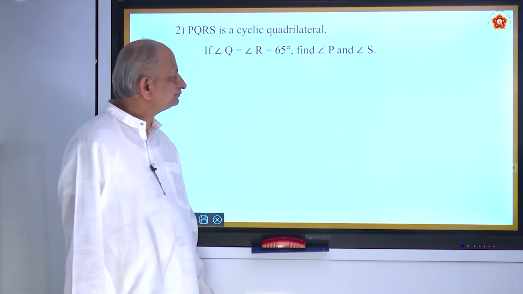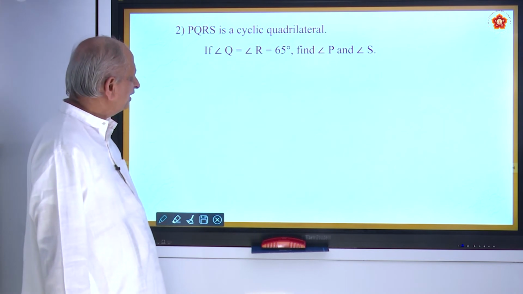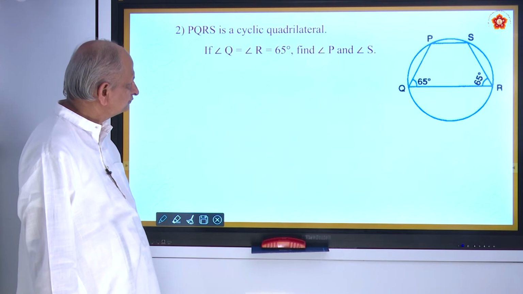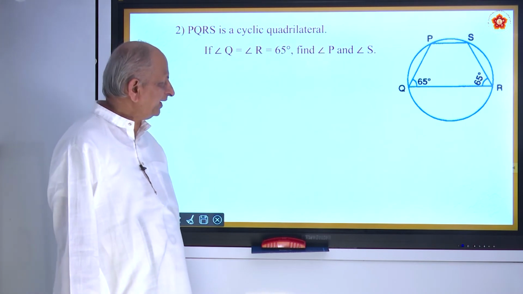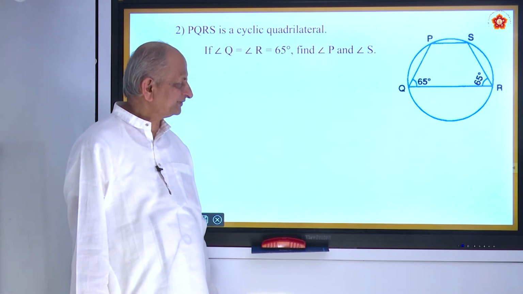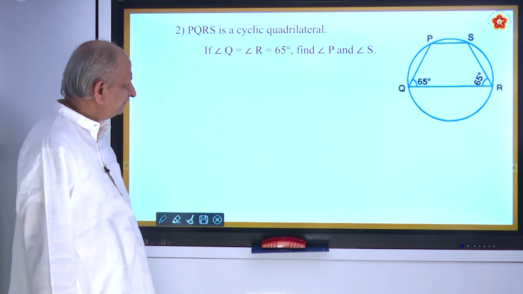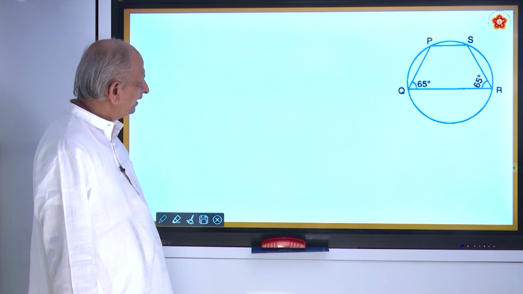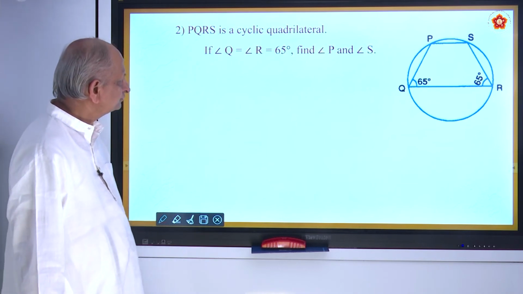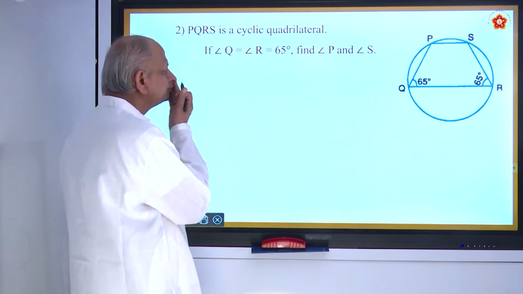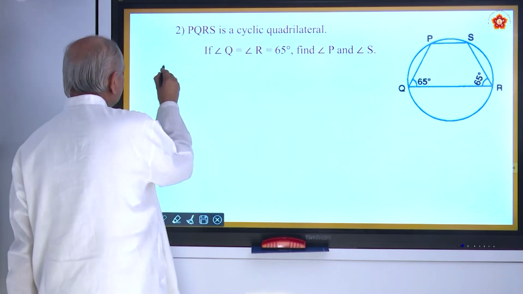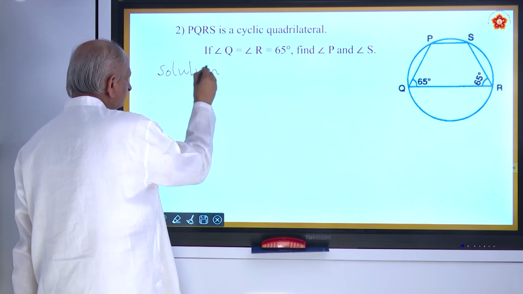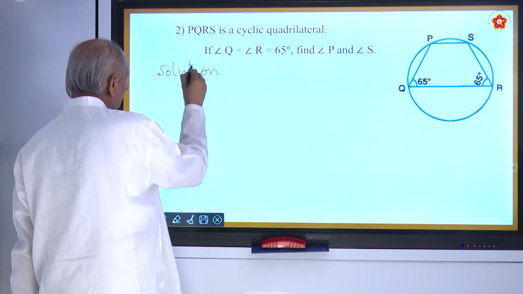Second question. PQRS is a cyclic quadrilateral, angle Q is equal to angle R is equal to 65. Find angle P and S. So direct question. You can use the theorem and work out. How to work out? So solution. Come on, note down all of you. On the basis of theorem, you have to work out.